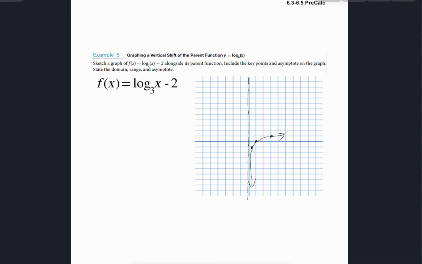Now what the -2 is going to do is it's going to take our parent function, which was 1/3, 1 and 3. We got -1, 0, and 1. And it's going to subtract 2 from each of those. So all we got to do is take our original function and move all of these values down 2. The vertical asymptote kind of slides down as well, so it would still be in that exact location.